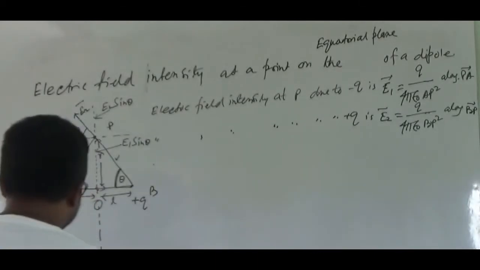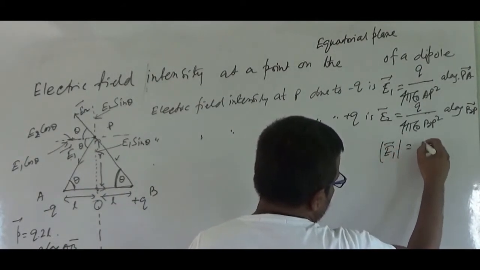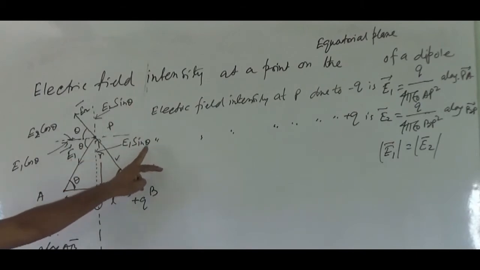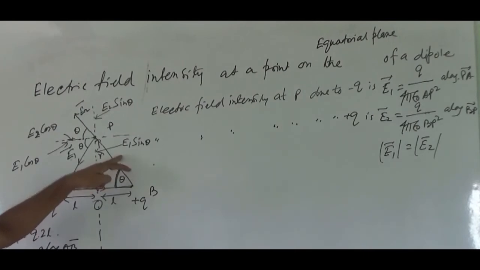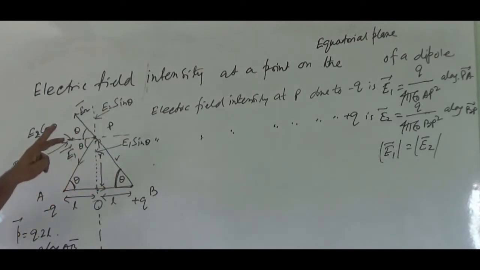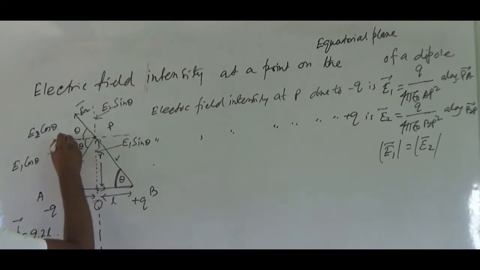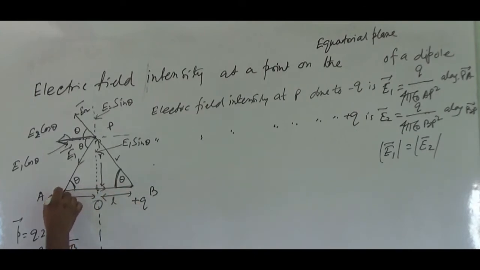And we already see here that the magnitude of E1 is equal to the magnitude of E2. Therefore, E2 sin theta will be equal to E1 sin theta, but in the opposite direction. So these two are cancelled out. Therefore, the net electric field at point P will be along this direction, which is parallel to BA, that means opposite to AB, that means opposite to the P vector.